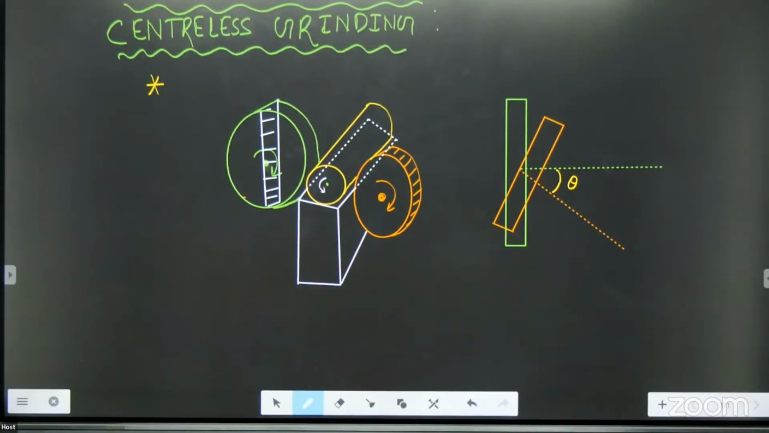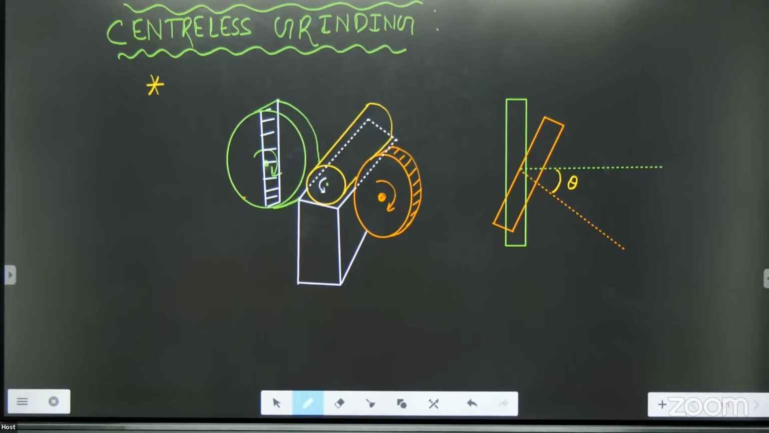Is anybody having any problem in understanding this? That the two wheels, their axes, are actually not parallel. Yes, actually they are sloped at a certain angle. Fine.